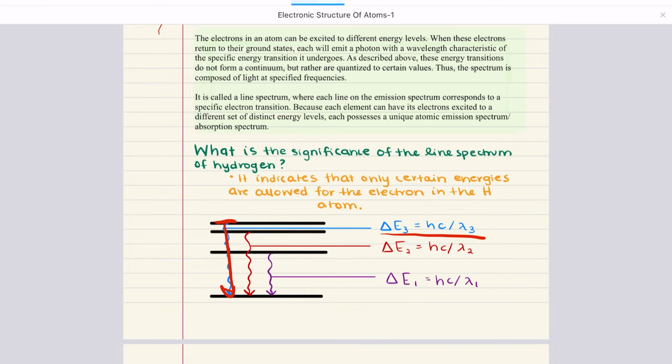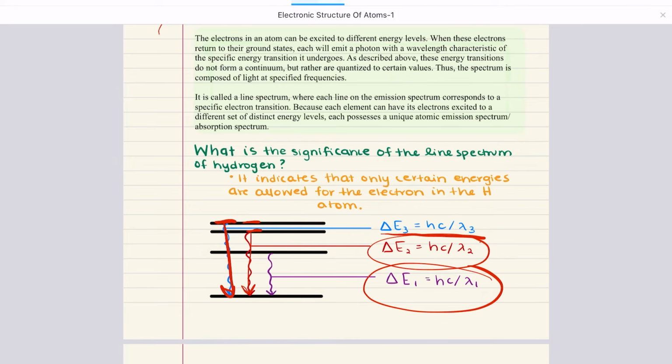And so any movement from a higher level to a lower level is going to emit different frequencies and different energies of light. In short, the discrete line spectrum of hydrogen shows that only certain energies are possible. That is, the electron energy levels are quantized. Now, in contrast, if any energy level were allowed, then that emission spectrum would just be continuous. But it's not, and it further confirms that energy is quantized.